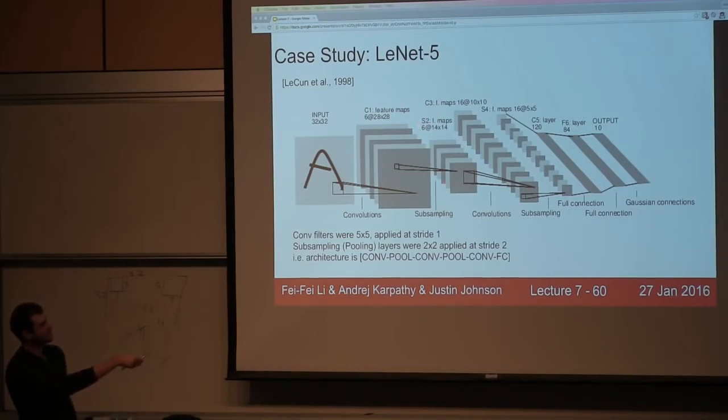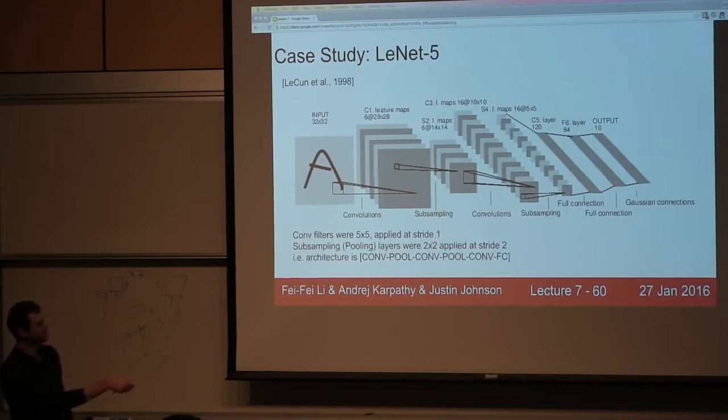They subsampled it. Then they did 16 convolutional filters, again 5 by 5, applied at stride 1, and so they got 10 by 10. Then they subsampled that again, so you get 5 by 5, a reduction by half. And then eventually they flipped to fully connected layers. So the architecture we would say is conv, pool, conv, pool, FC, or something like that.